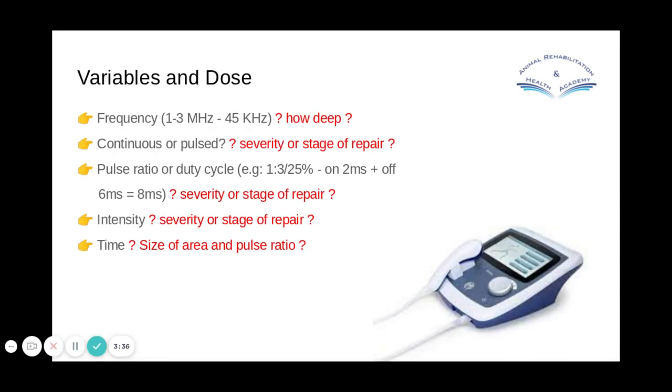This is where a lot of people get stuck when they're first learning to use ultrasound: the variables that we have on the machines and how to select the dose. This is very important. This is why you need to train on it and learn about it, because the dose that you select is very important.